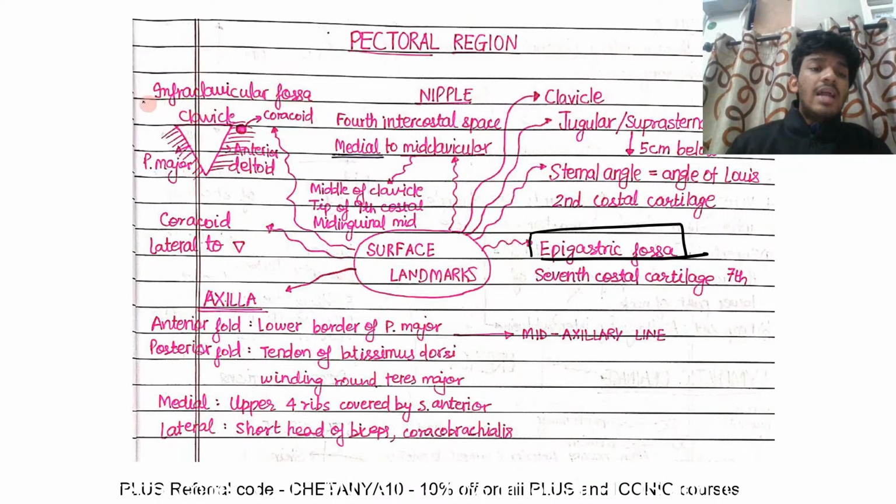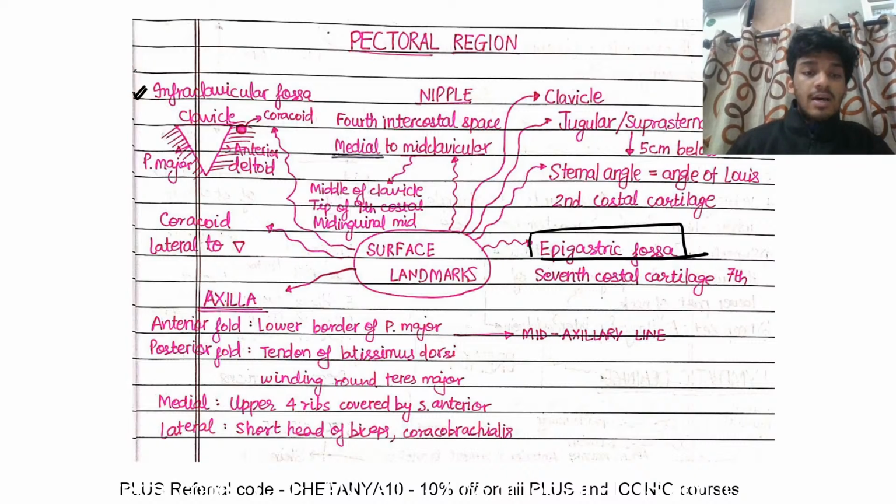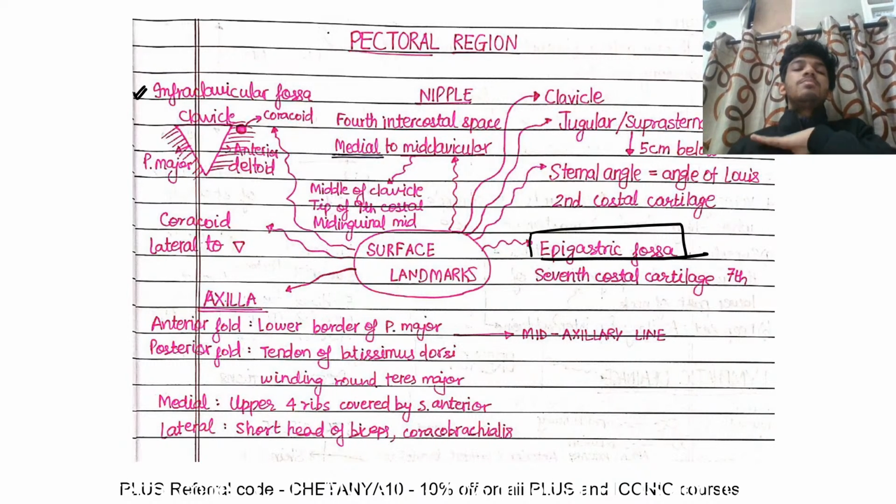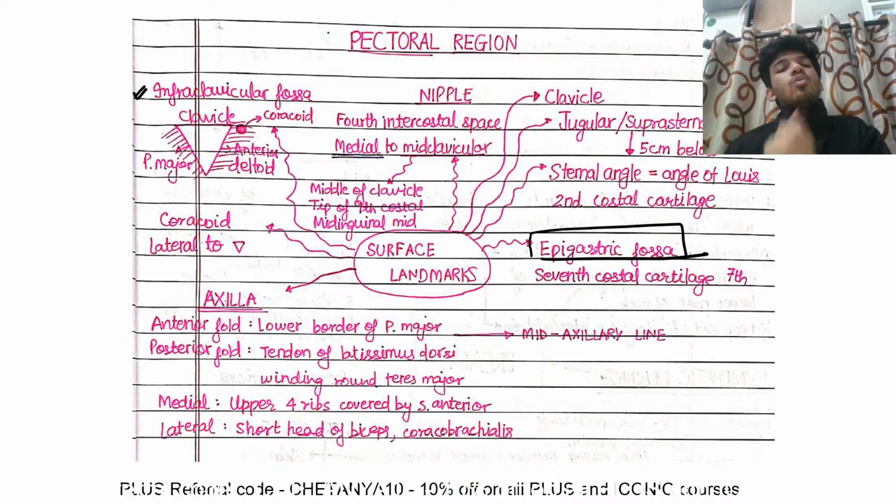Besides that, other surface landmarks, there's an infraclavicular fossa, which is also known as the deltopectoral triangle. Why? Because on the medial side, it is bounded by the pectoralis major. On the lateral side, you have the deltoid, and then you will also have the clavicle forming its base. Slightly lateral to it, you will have the coracoid process. Not very important.